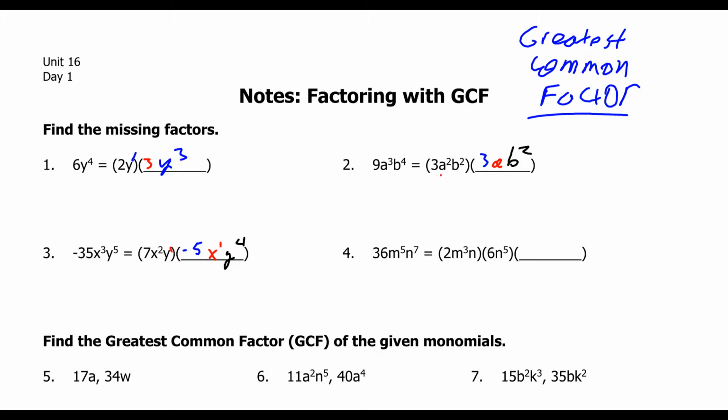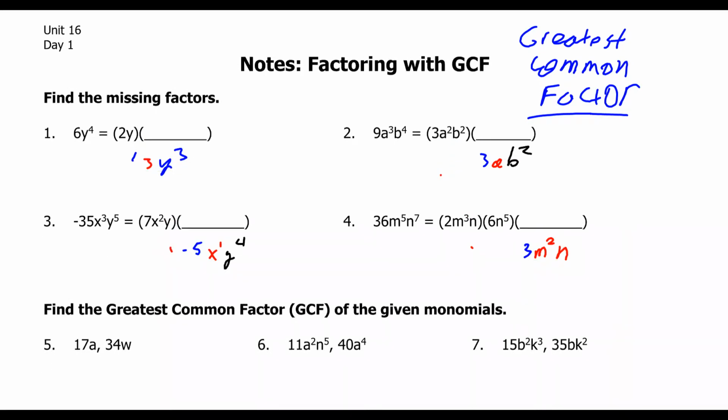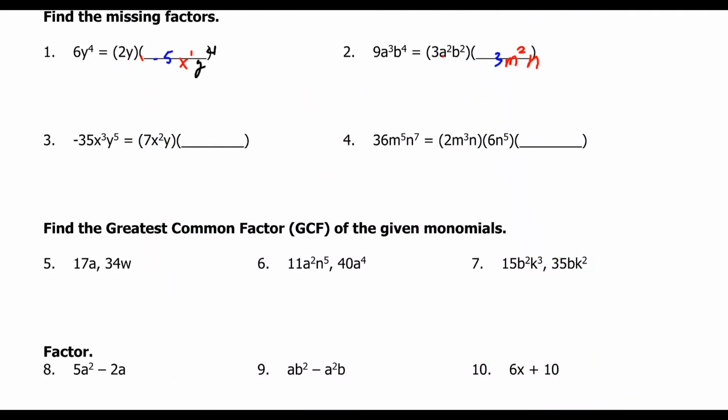Now, number 4. Number 4, we have 3 factors going into this. So we got 2, 6. 2 and 6 multiplied to give us 12. 12 times 3 will give us 36. M cubed times, well, there's nothing there, so we need to go 3, and we need to get 5, so that's going to be m squared. And then let's count up our n's. We've got 1 and 5, that's 6, so we need 1 more, so we go n. And there's the end of that problem. Very simple, okay? Don't complicate those problems for yourselves.